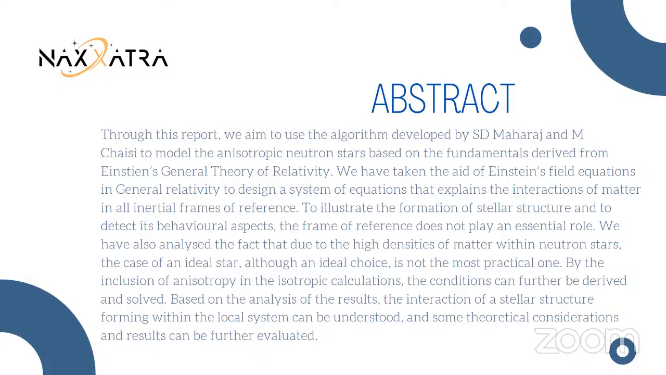Okay, so this is the abstract. Through this model, we aim to use the algorithm which has been developed by S.G. Maharaj and M. Chessy to model the anisotropic neutron stars based on the fundamentals that have been developed through Einstein's theory of relativity. We use field equations of relativity to design a particular system of equations that helps explain how the matter behaves in all inertial frames of reference.